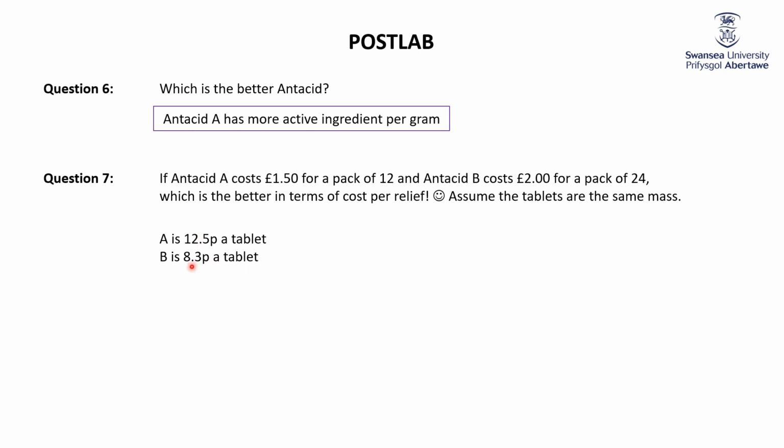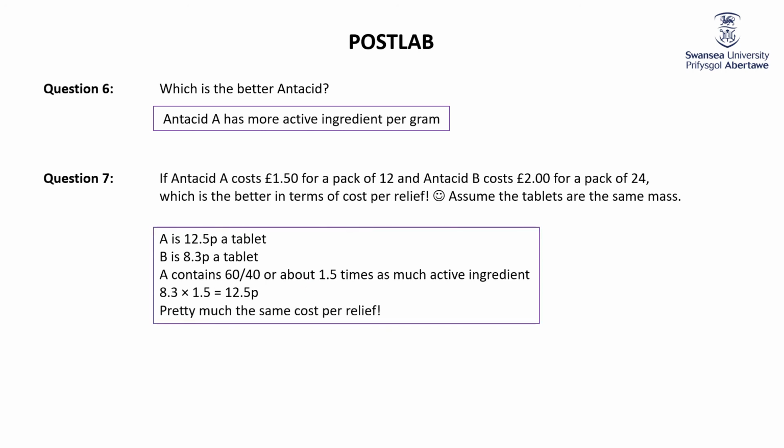Well, the ratio was about 60 to 40. Okay, or about 1.5 times as much active ingredient in A as B. So if we multiply B by 1.5 to make it equal, we get about 12.5p. So in other words, the increase in the carbonate content in A is pretty much offset by the increase in cost in A. So therefore, there's no real difference between the cost per relief between antacid A and antacid B.